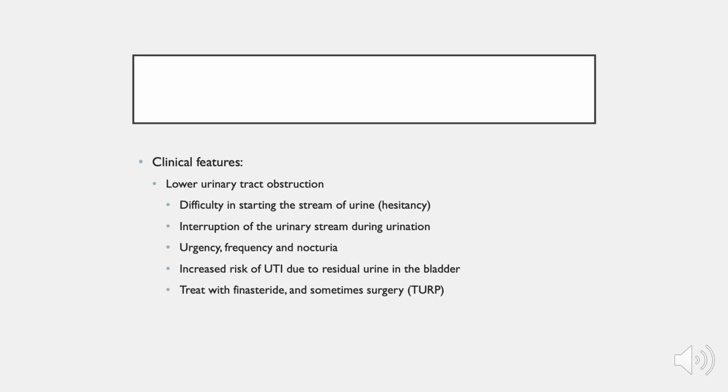Again, treatment is with 5-alpha reductase inhibitors such as finasteride, and sometimes if that's not successful, surgery, which is transurethral resection of the prostate to release the obstruction of the urethra and treat the urinary symptoms.